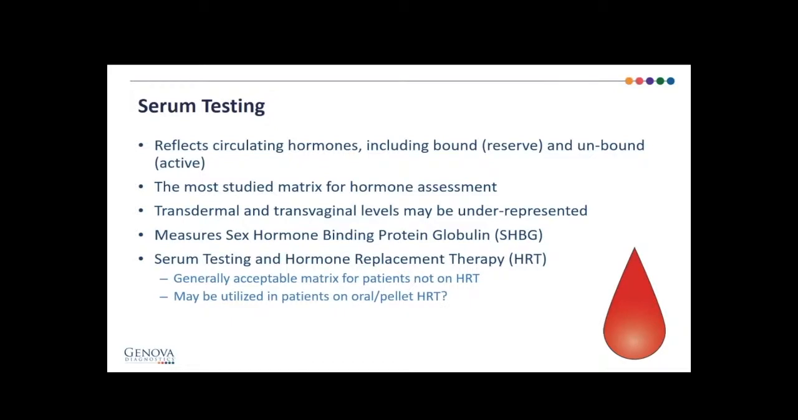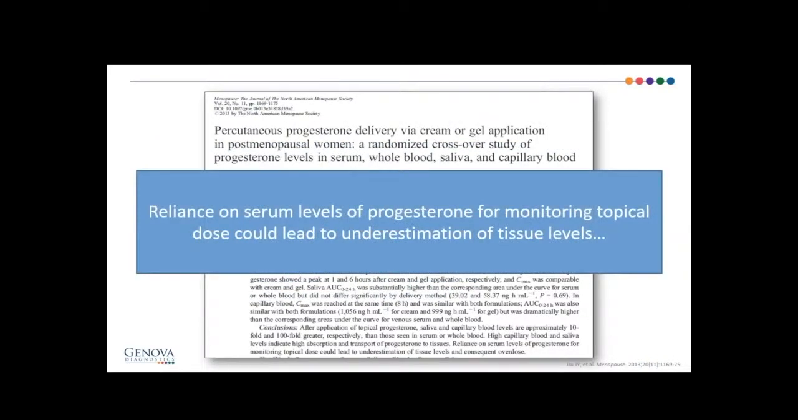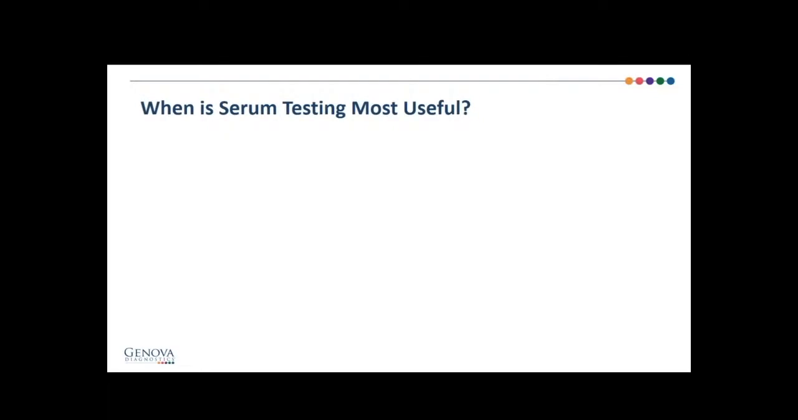But it may be used in patients who are on oral hormone replacement therapy, pellet therapy. Again, there are gray areas here. I know with pellets, many people utilize blood in order to get a level in different time increments. So here's a study that indicated that the reliance on serum levels of progesterone for monitoring topical dose could lead to an underestimation of tissue levels. In other words, the idea that the lipophilic progesterone may be underreported in tissue through serum levels. So you might get low levels of progesterone when you're looking at serum. So if that's the case, when is serum testing most useful?